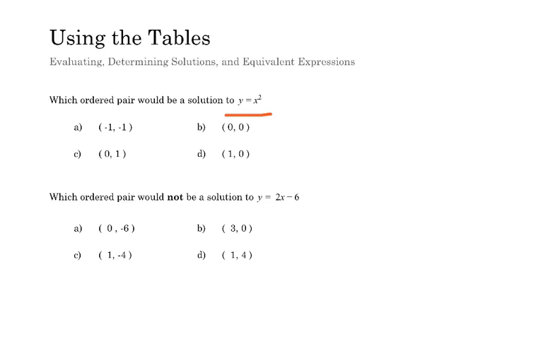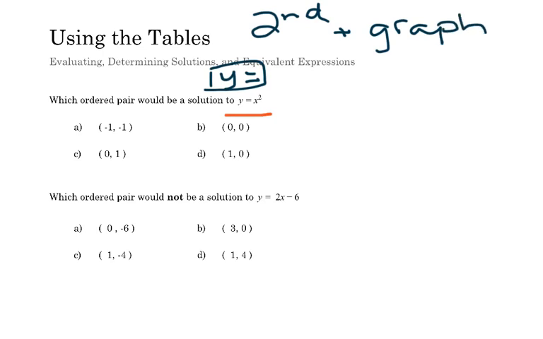Same start. Y equals. Type in x squared and go to your table. Make it big enough for this pen not to look confusing.